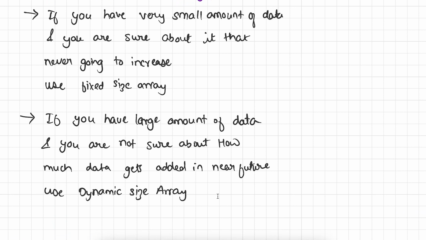But in case you have a large amount of data, let's say data of employees, students, or social media friends, then you cannot use fixed size arrays because you are not sure how much data you will get in the future, or how many employees are going to join this company in the future. In these types of cases, you can use a dynamic size array. When the array gets full, it automatically increases the size of the array to accommodate the new elements.